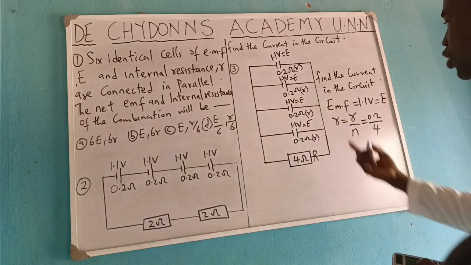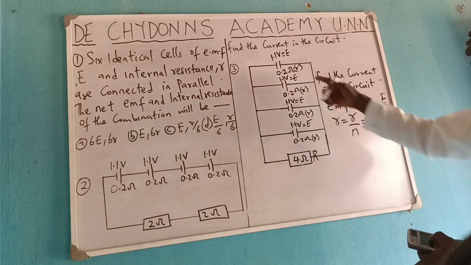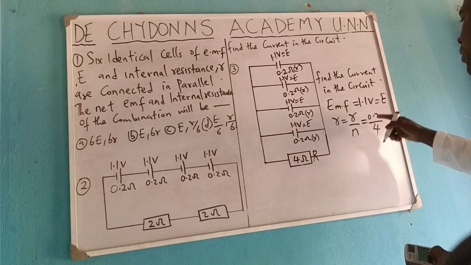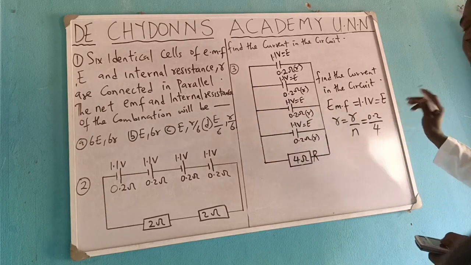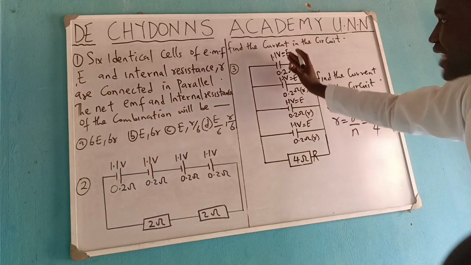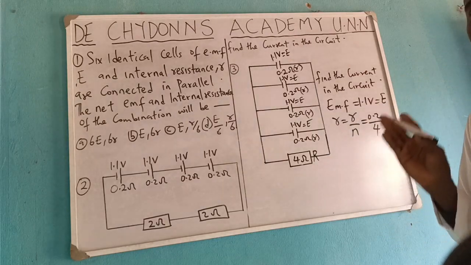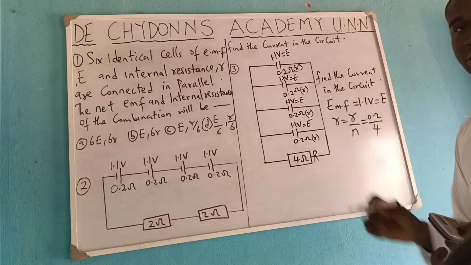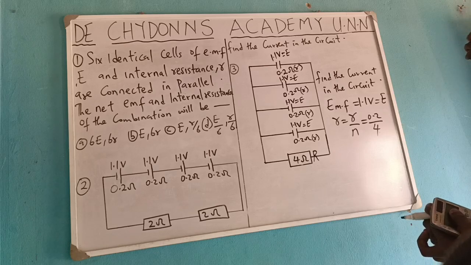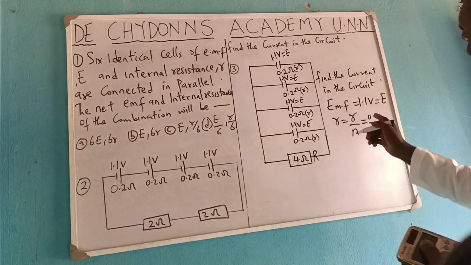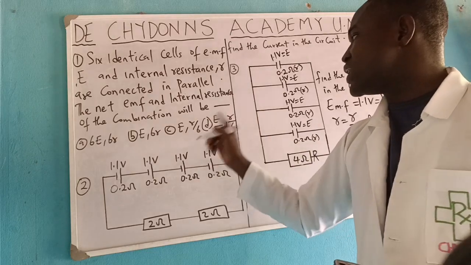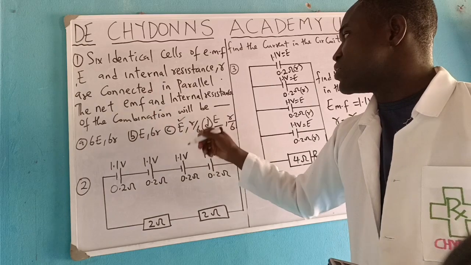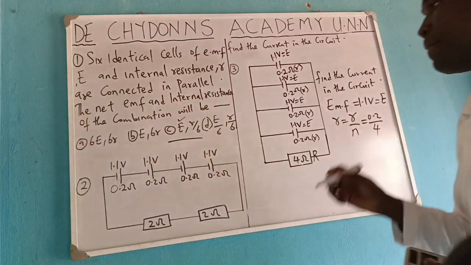So note it. We have gotten that the total EMF will be E, and the total internal resistance will be one of the resistors divided by how many they are, because they are identical cells. They have identical EMF and automatically identical internal resistance. So this is a case you should not forget. That means our answer today is E and R over how many there are, 6. So option C will be the answer.